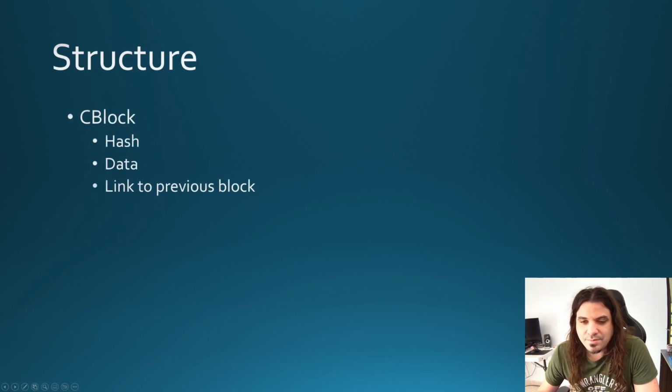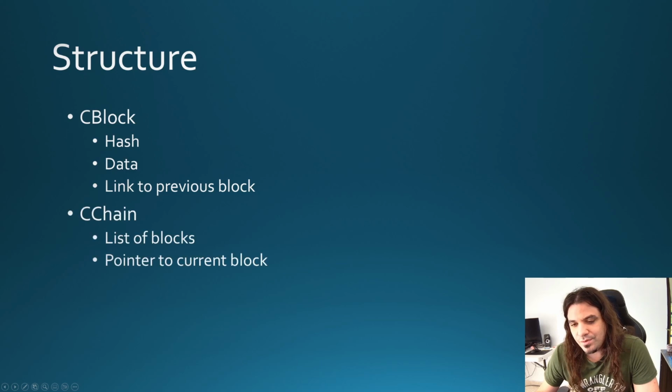Now to start out, we will structure this project. We will have a CBlock class, which will have the hash of that block once it's complete, the data that will be stored inside that block, and a pointer to the previous block. We will also have the CChain class, which will list out all the blocks in a vector and have a pointer to the current block that we are writing data to at that moment.